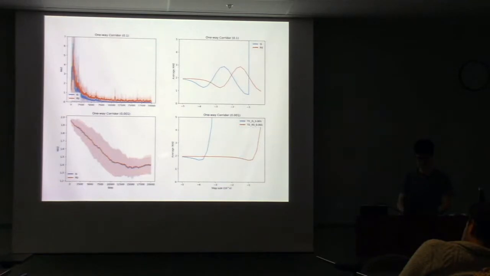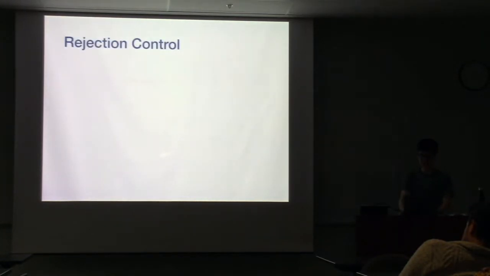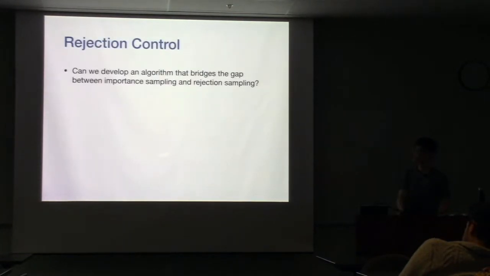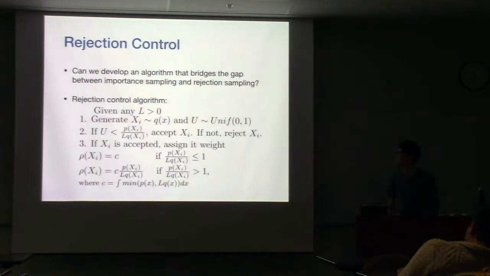Okay, so I'll move on. What I thought was, okay, this is great, but can we develop a new algorithm that can go between importance sampling and rejection sampling? And I guess from the title, the answer is yes, and it's called Rejection Control. Basically, this is the algorithm.